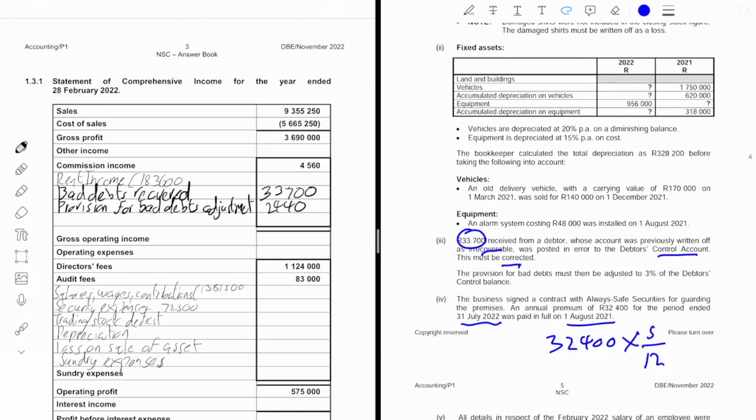Now these 5 months represent the extra portion of the premium that goes into the next financial year. So these are the 5 months that were prepaid. And that will give us 13,500. Now remember, this prepaid expense doesn't fall into this financial year, so we need to decrease our current year security expenses by that. So minus 13,500, and that should give us security expenses for this financial year of 59,000.